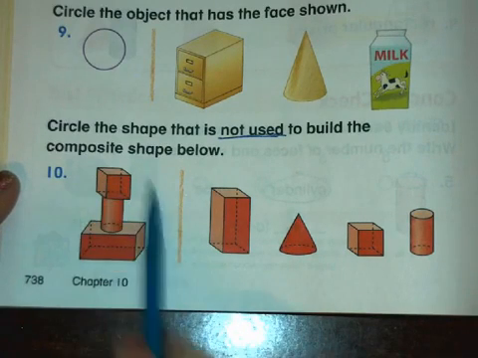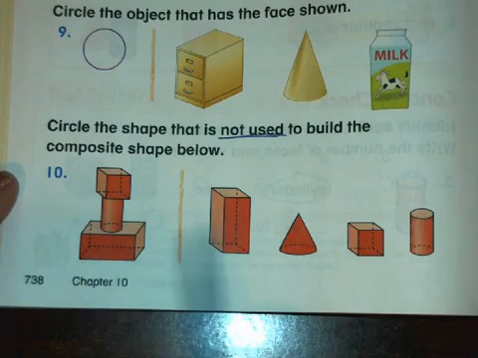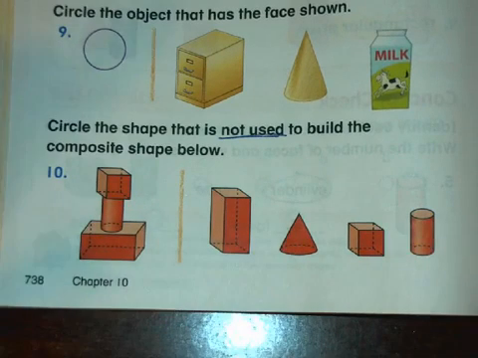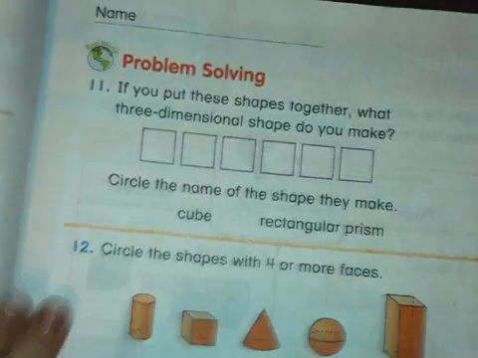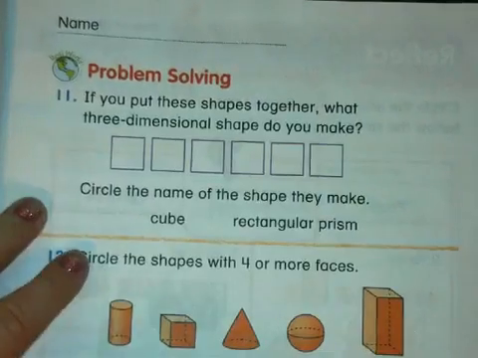So here's the shapes you have. Which of these shapes was not used? Circle the shape they did not use. Okay, then we'll go to the next page. Number 11, problem solving.